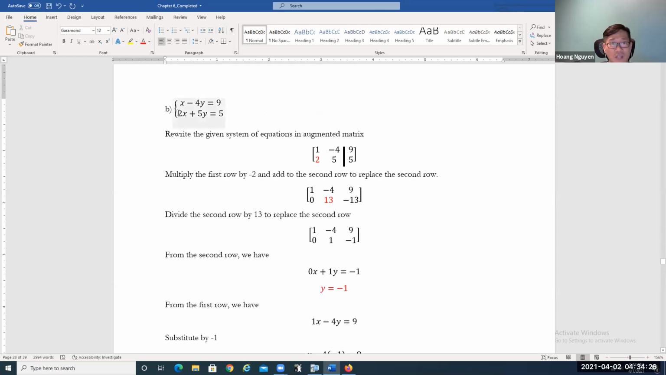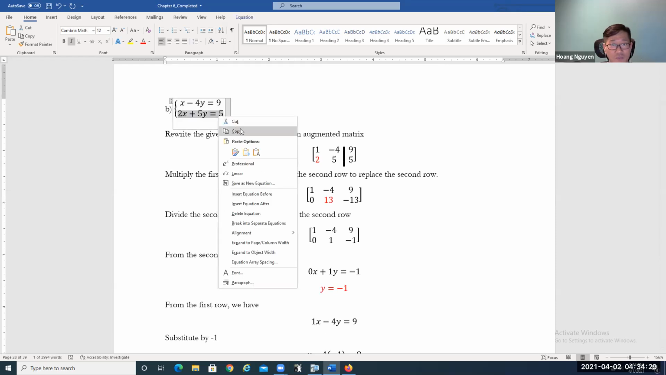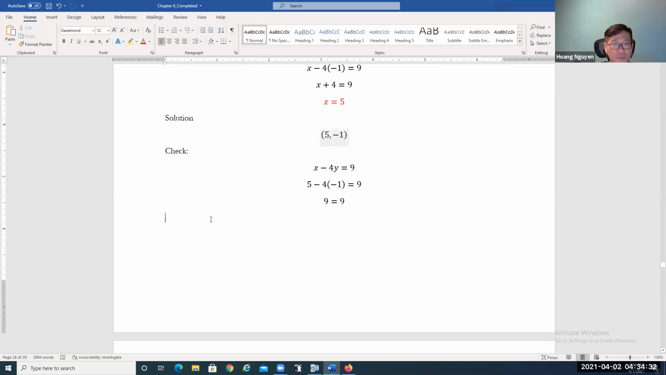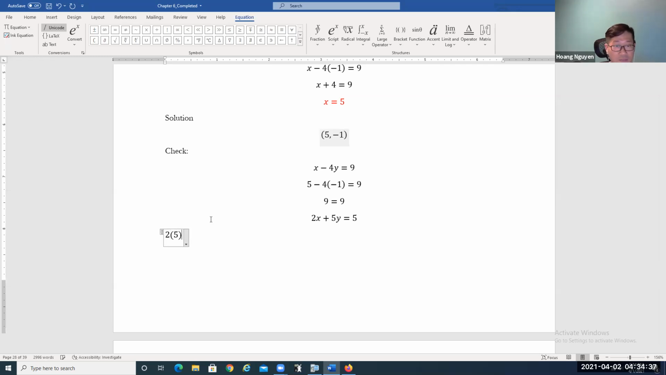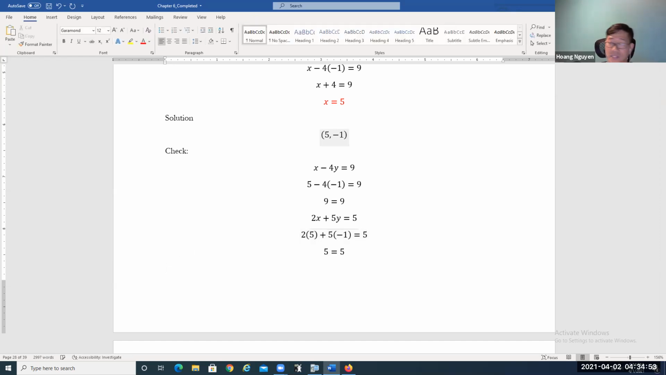Similar idea, we're going to check the second equation. Let's see if it's true. I will substitute x by 5 in 2x plus 5 times y by -1. That's going to give you 5. Let's see. 2 times 5 is 10. 5 times -1 is -5. 10 take away 5 is 5, and 5 is equal to 5. This is true also. So we can accept this final answer. The solution we have is x equal to 5 and y equal to -1.